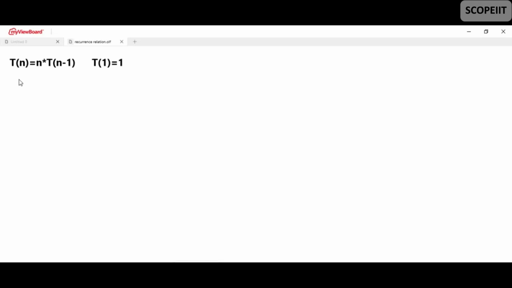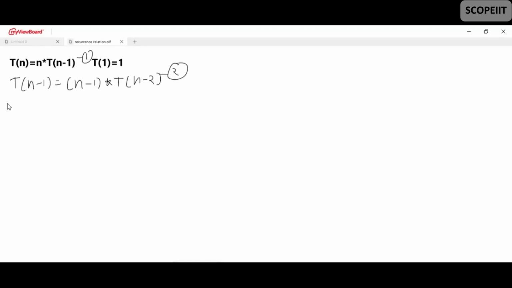Now see, here T of n is equal to, what you have in the bracket? n minus 1. So all n will be replaced with n minus 1. One more thing, don't think only this n will be replaced. If you have n here also, that will also be replaced. So we'll find for T of n minus 1, right? T of n minus 1 is equal to n minus 1 into T of n minus 1 minus 1, so it will become n minus 2. This is your first equation. This is your second equation.